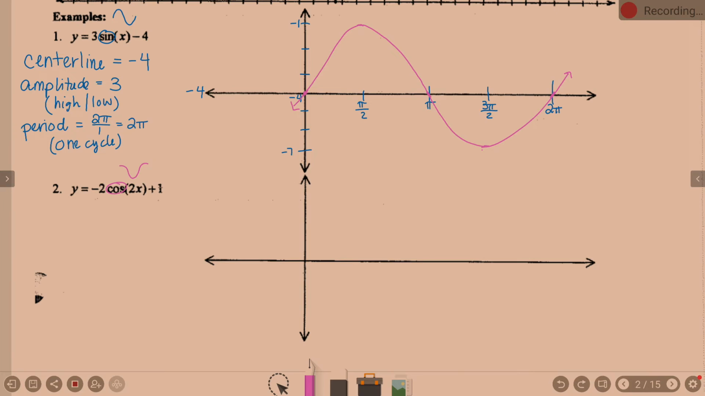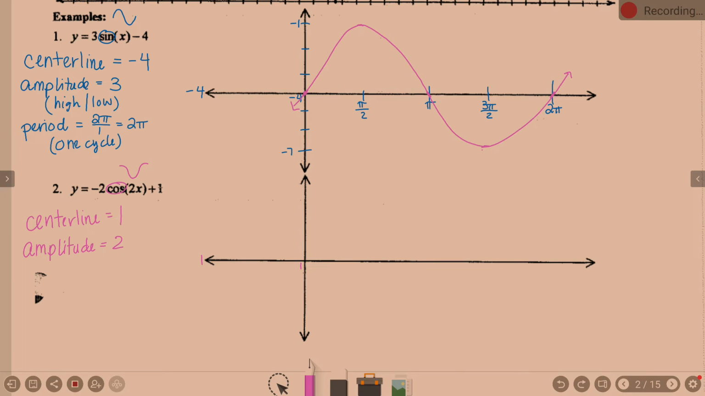Okay. What else do we know? Center line, that D value add or subtract at the end, is 1. If you want to go ahead and label 1, put it on there. What else do we know? Amplitude. What is the amplitude? -2. Disagree. 2. The amplitude itself is 2, and the negative tells me that this is going to be a reflection.